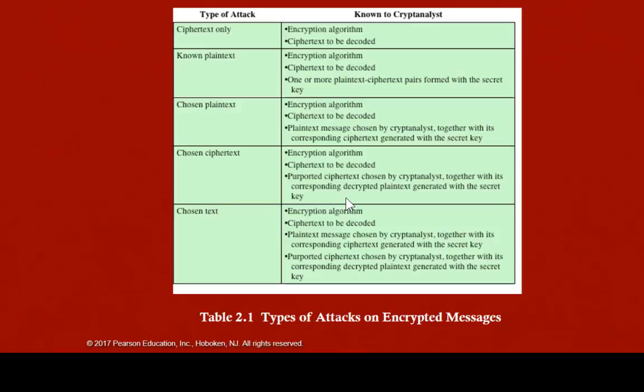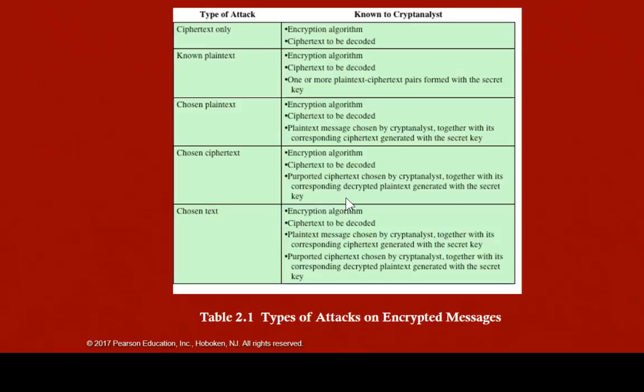Thus, the opponent must rely on an analysis of the ciphertext itself, generally applying various statistical tests to it. To use this approach, the opponent must have some general idea of the type of plaintext that is concealed, such as English or French text, an exe file, a Java source listing, an accounting file, and so on. The ciphertext only attack is the easiest to defend against because the opponent has the least amount of information to work with.